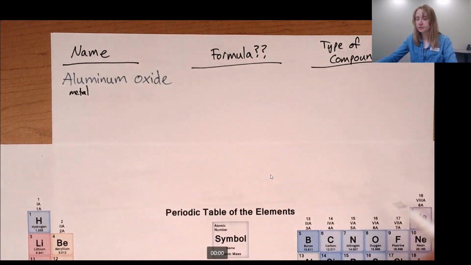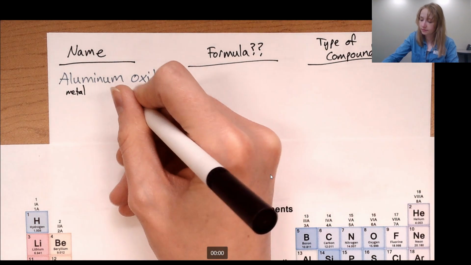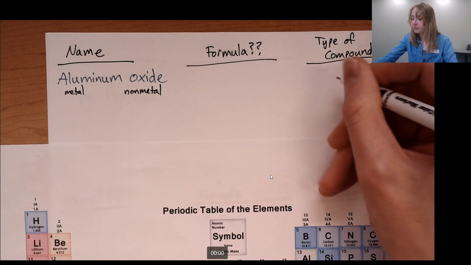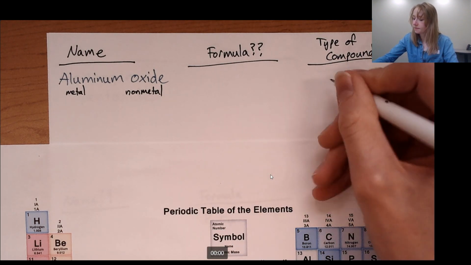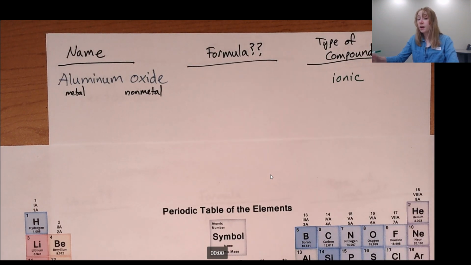And then oxide, it's oxygen. So that's a nonmetal. So metal plus nonmetal, I'm dealing with an ionic compound. But now I need to determine what ions I have so that I can write the formula.